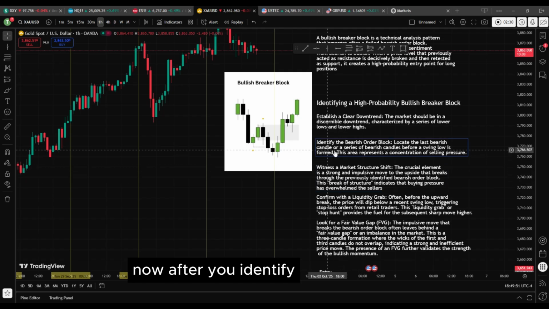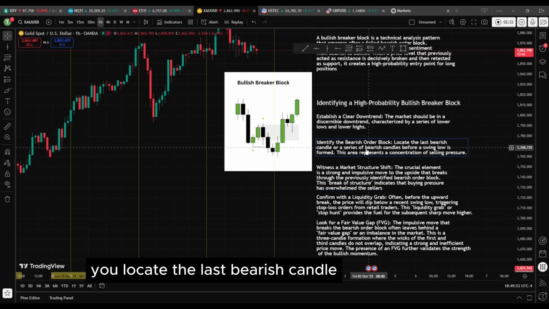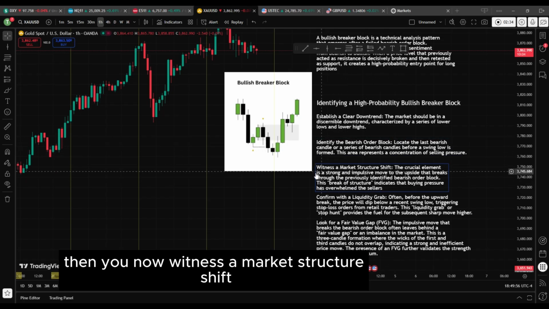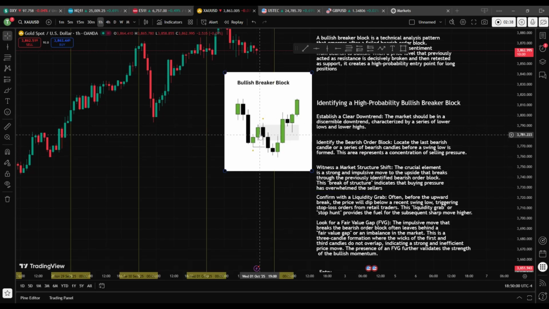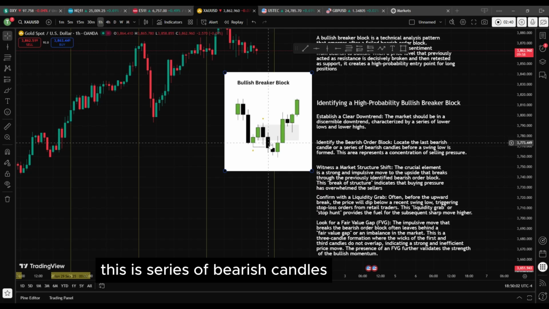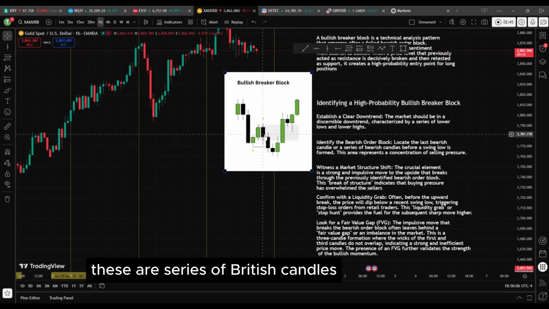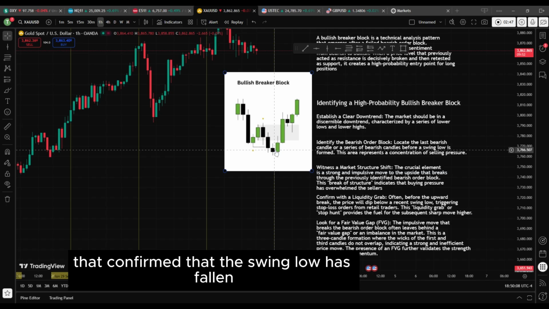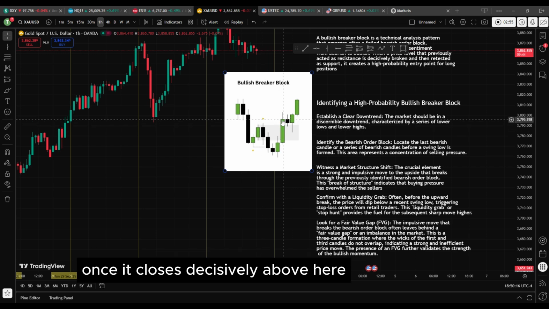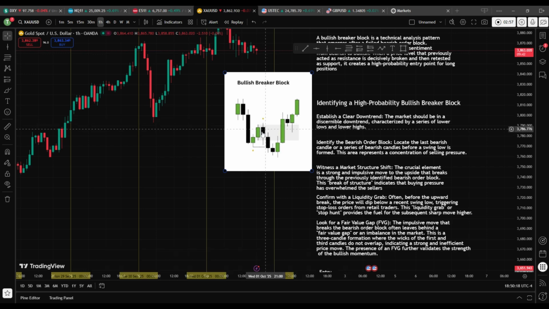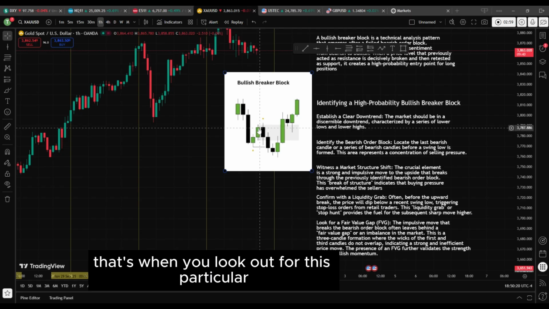Now, after you identify or locate the last bearish candle, then you witness the market structure shift, which is what you've seen here. This is a series of bearish candles that confirm a swing low has formed, and then next thing we got is momentum rising up. Once it closes decisively above here, that's when you look out for this particular setup.